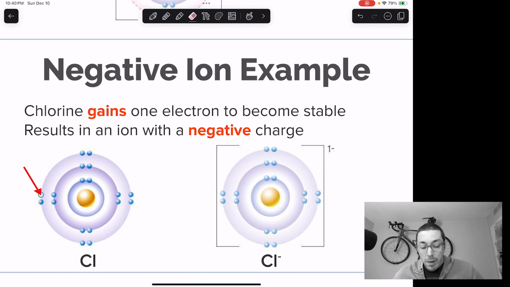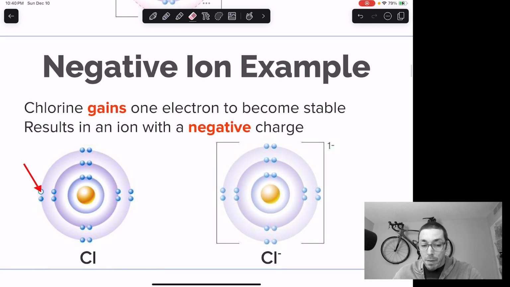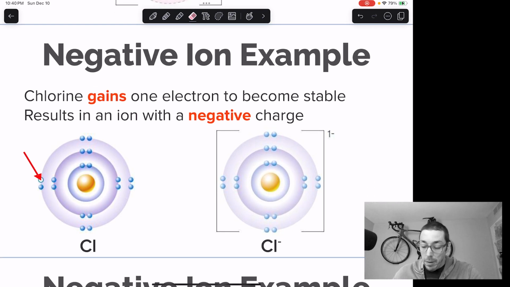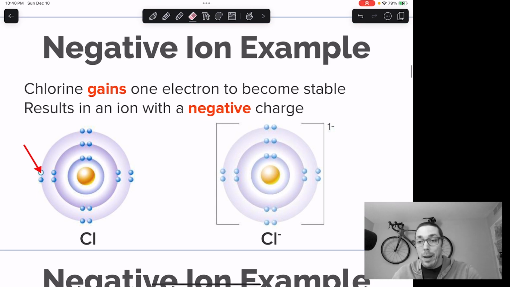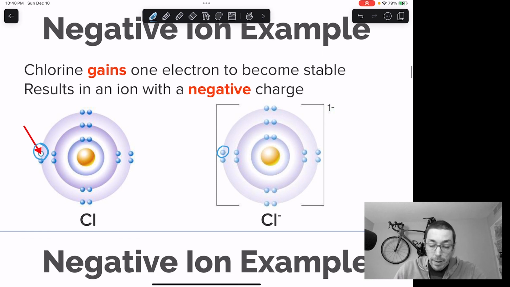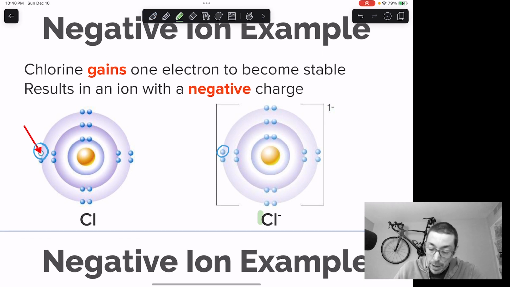So if it can find or pull away an electron from something else and fill up, that's going to make it more stable. It's also going to turn it into an ion, and it will become a negative ion, charge of -1, because it has collected one extra negative electron. And so we can see that this was the empty spot here where the electron could be added, and if the chlorine can collect it from somewhere, then it will fit into that spot, and we now have Cl negative.